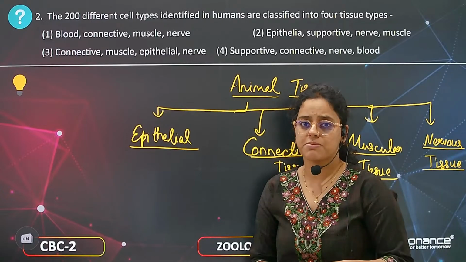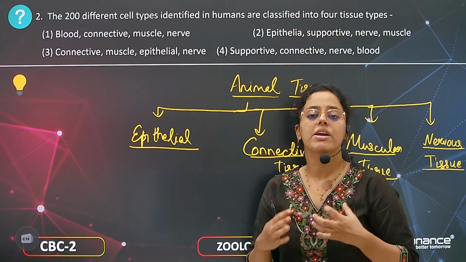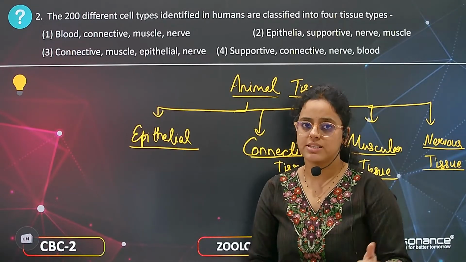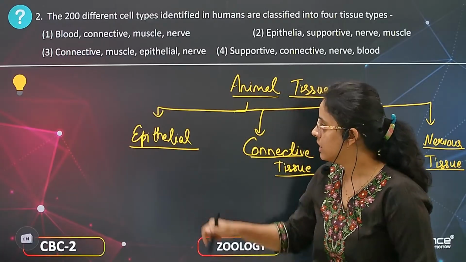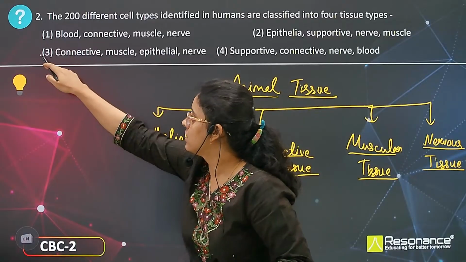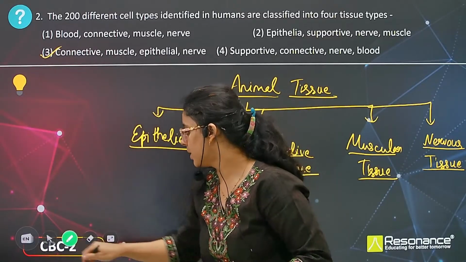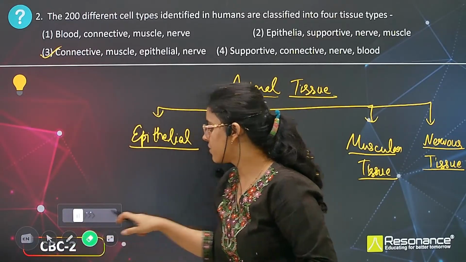So here the question: 200 different cell types identified in humans are classified into 4 tissue types. These are connective, muscular, epithelial and nerve. So here the answer is going to be the 3rd one. Okay, now continuing with the next question.